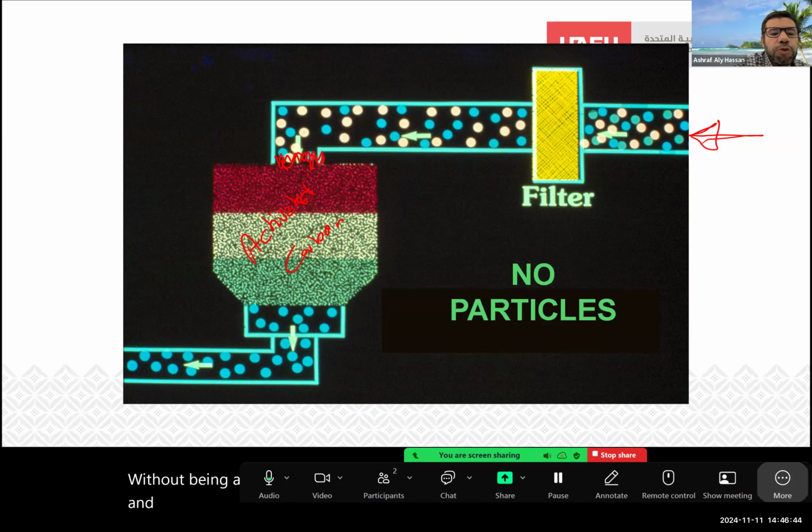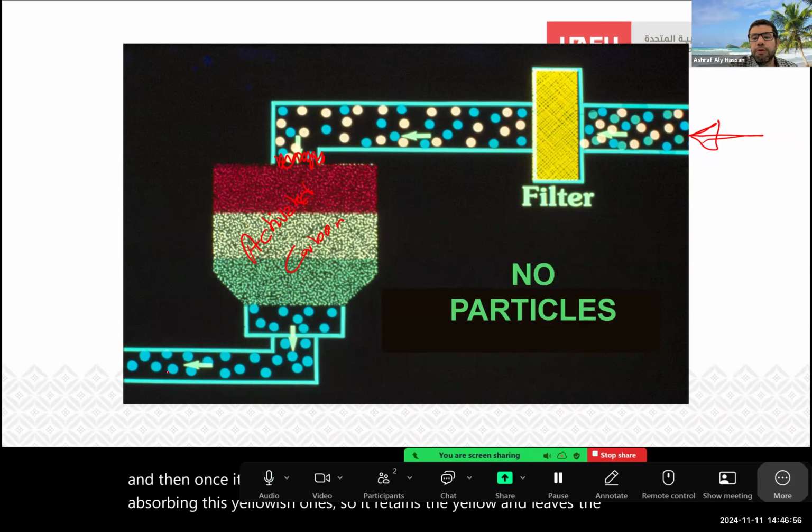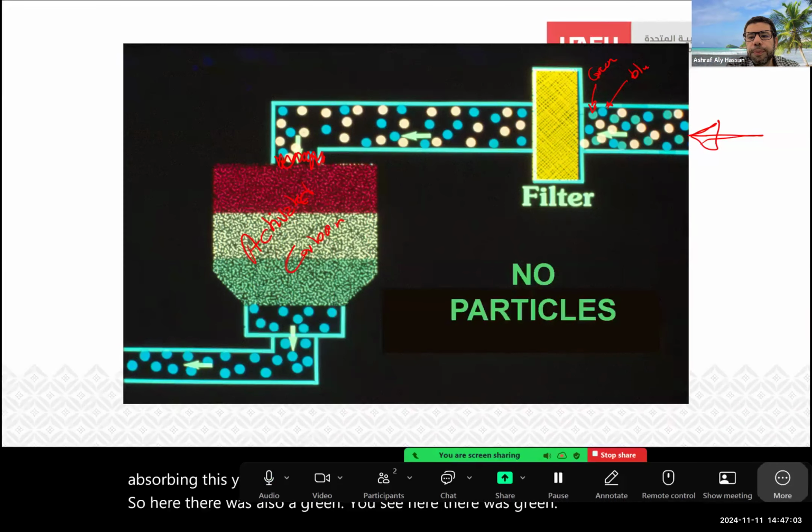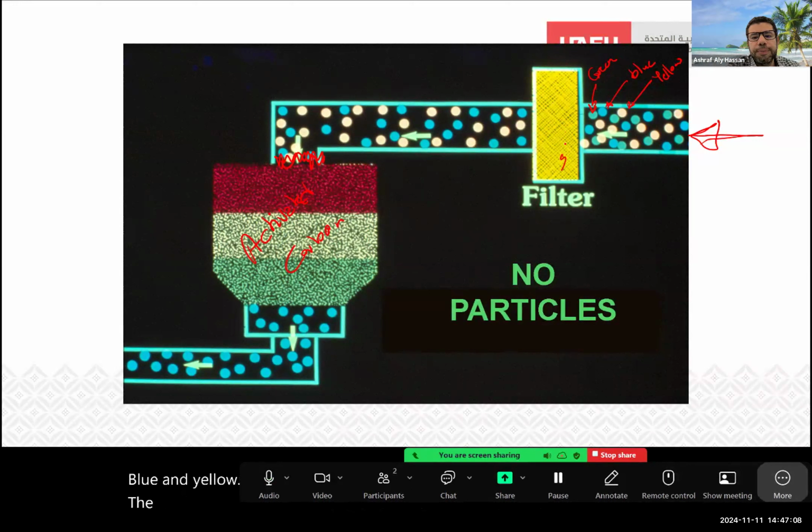And then once it goes to the bed, for example, here, this bed is very good at adsorbing this yellowish one. So it retains the yellow and leaves the blue. Here, there was also a green. You see here, there was green, blue, and yellow. The green got stuck here. Exactly. The yellow and the blue go all the way through.